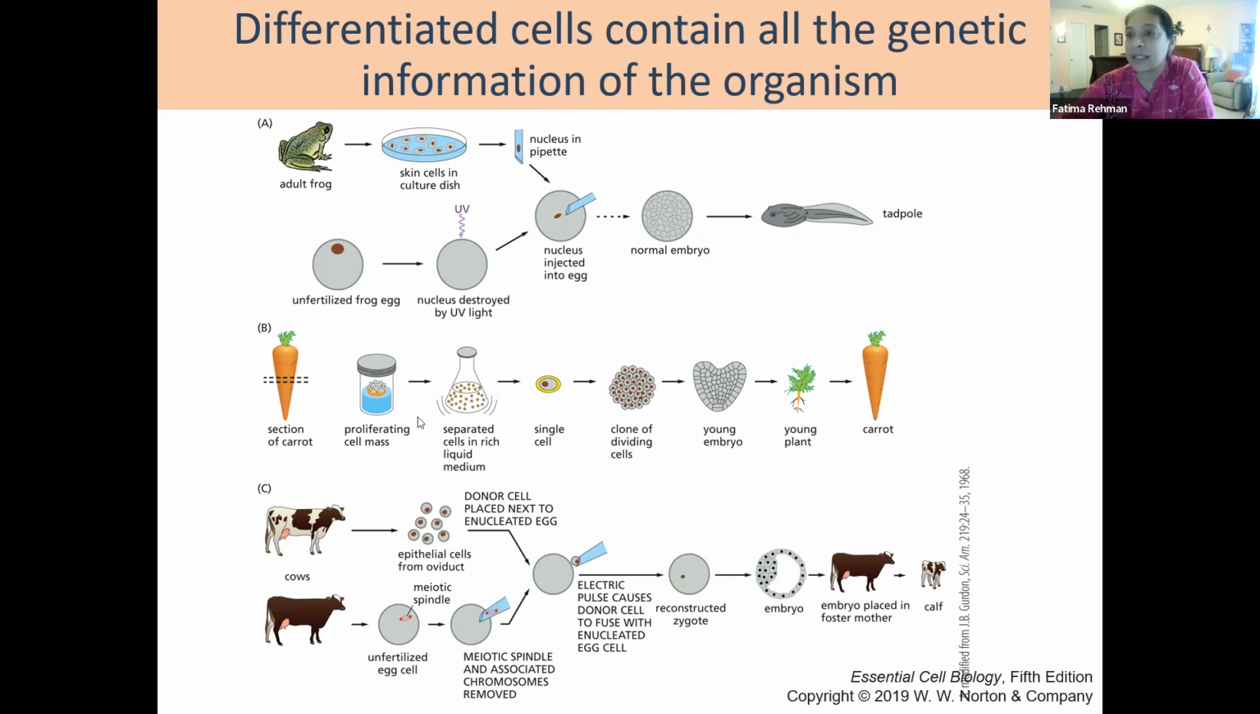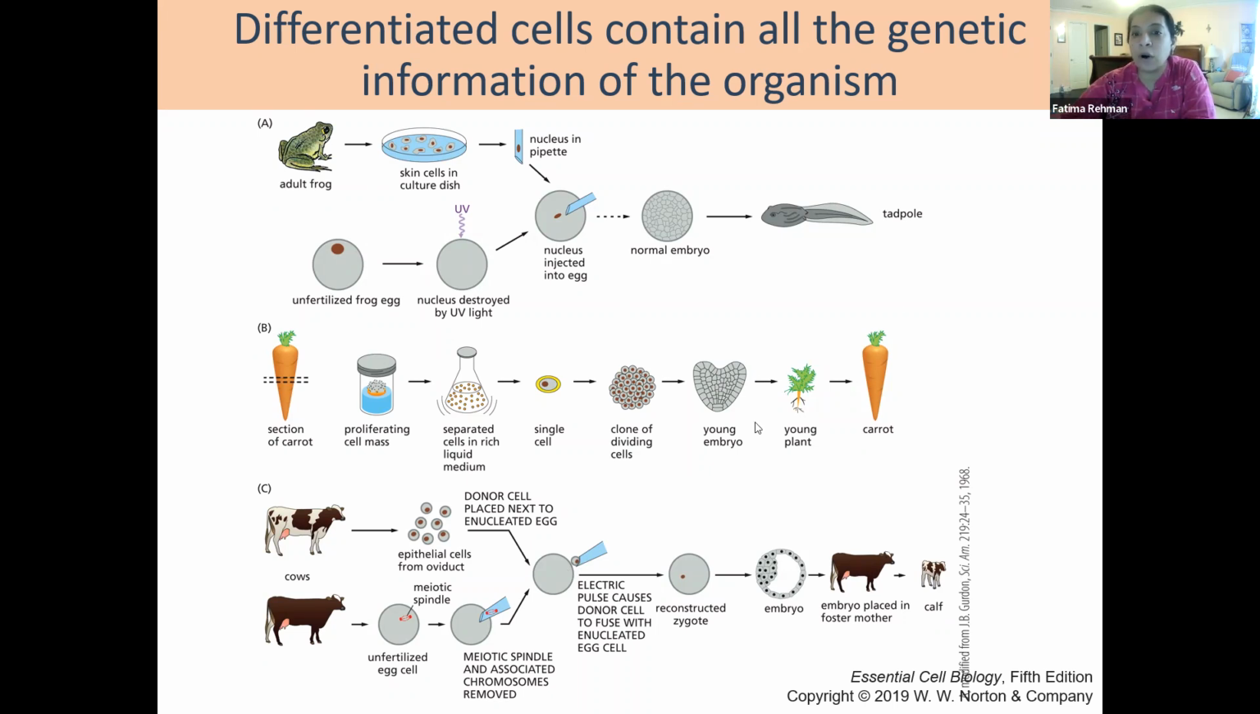And just like that, this is how we developed the process of genetic cloning, right? And cloning organisms specifically. That's how Dolly the sheep was born, right? So here is another last example where you have epithelial cells from the oviduct, and these donor cells are placed into the enucleated eggs, just like we had up here. So they had the unfertilized egg cell, they removed the meiotic spindle and the associated chromosomes, and they added the nuclei from these epithelial cells of the oviduct, and they were able to create a reconstructed zygote using the DNA from this particular nucleus. And that gave you the embryo that produced a calf.